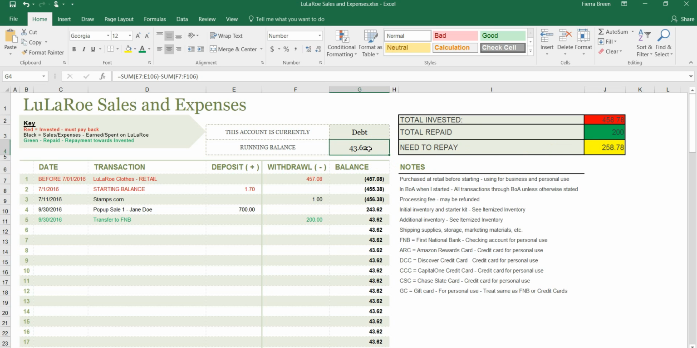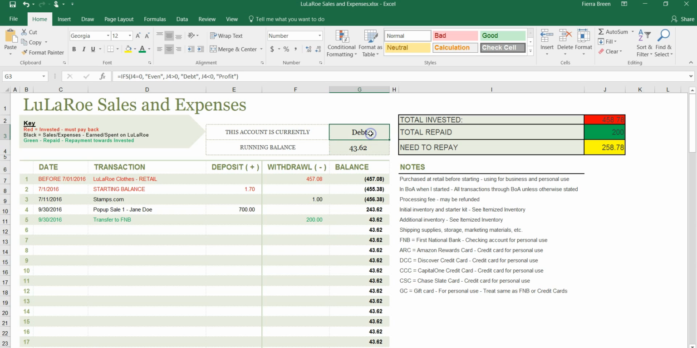This number here shows the current amount that I have in LuLaRoe profit, which is money that's sitting in my LuLaRoe bank account right now, minus any expenses I've made. So basically I have $43.62 that I can spend on LuLaRoe stuff, so buying new inventory or whatever, which, like I said, is small right now, but it's just getting going, and it's just a hypothetical scenario.